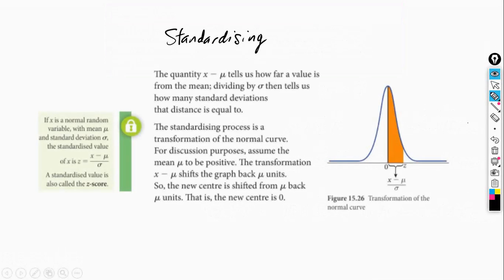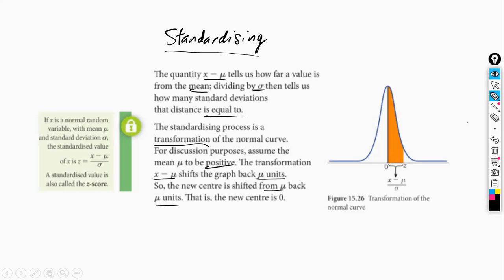So next we're going to look at a process called standardizing. The quantity x minus mu tells us how far a value is from the mean. Dividing by sigma then tells us how many standard deviations that distance is equal to. The standardizing process is a transformation of the normal curve. For discussion purposes, assume the mean to be positive. The transformation x minus mu shifts the graph back mu units. So the new center is shifted from mu back mu units.